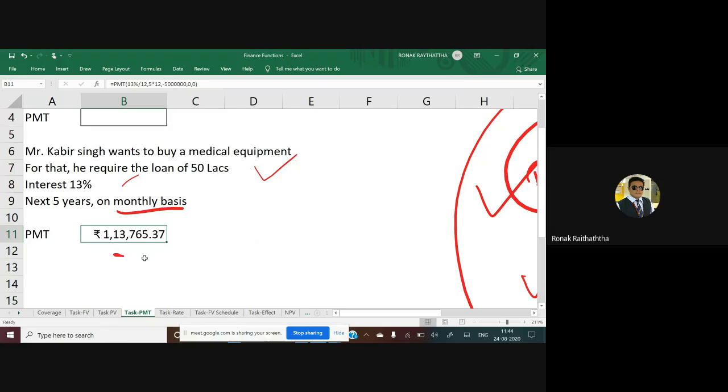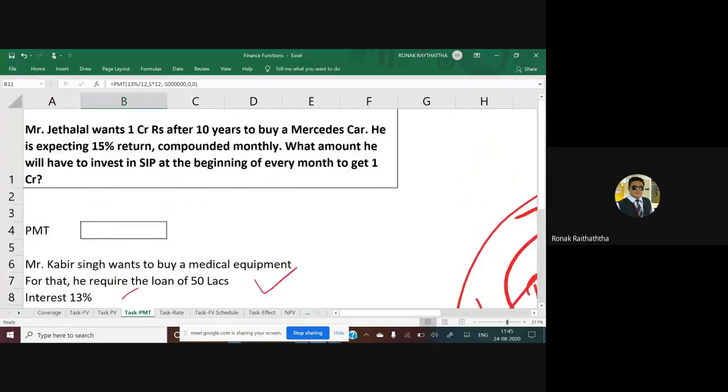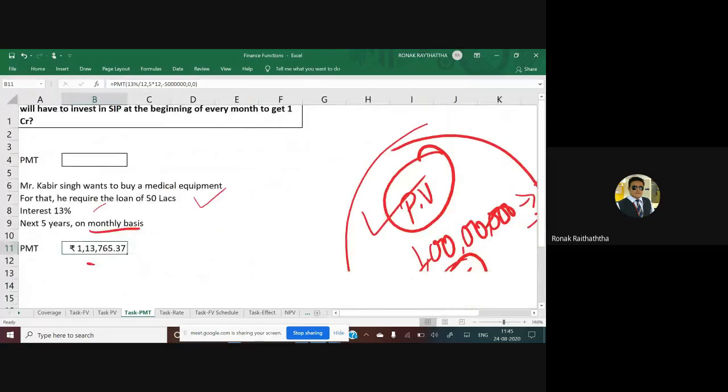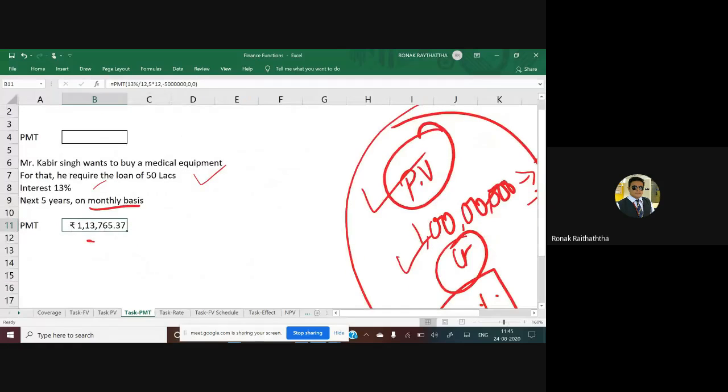So if Mr. Kabir Singh wants to take a loan of 50 lakhs rupees to buy his medical equipment, and the interest rate is say 13% per annum, then the monthly installment will be coming at 113,765, and that amount will be paid over 60 periods at the end of each period. Very clear? So in the first case, we had applied the future value PMT. In this case, we have applied the present value PMT.